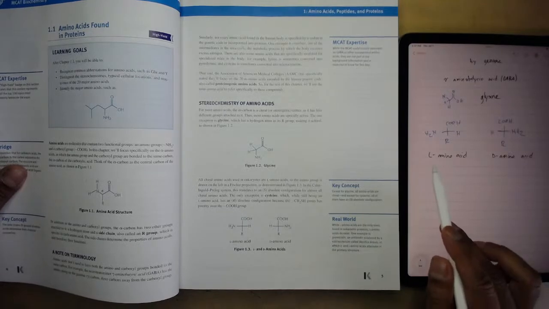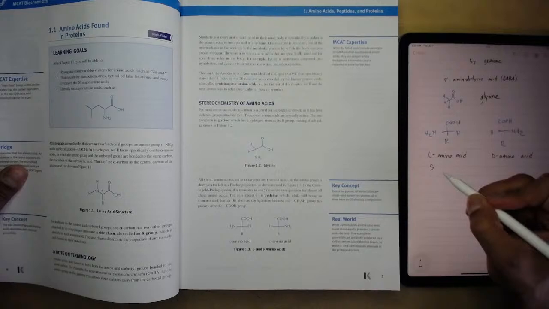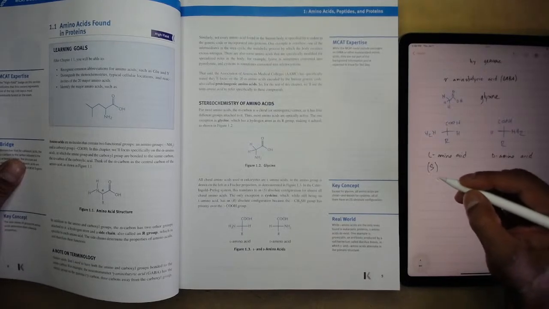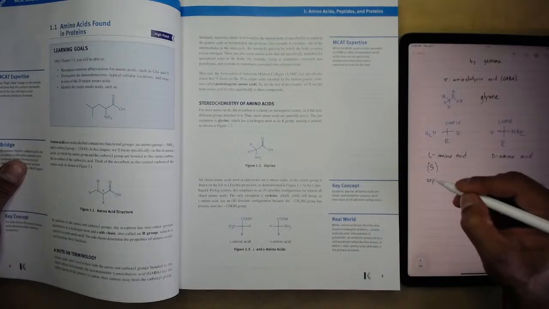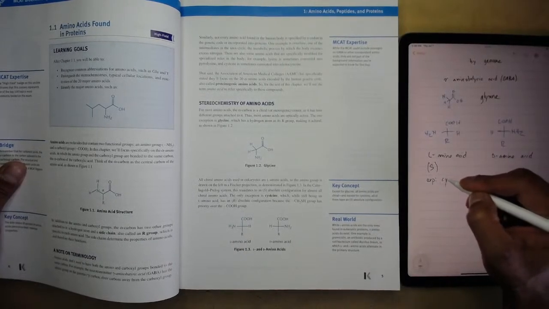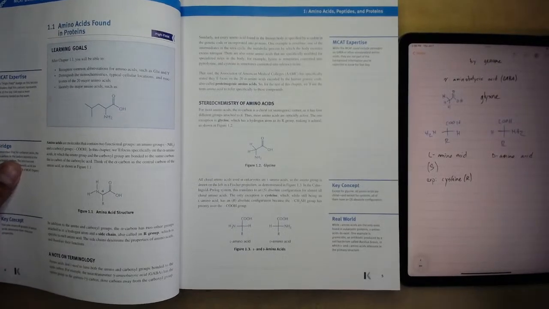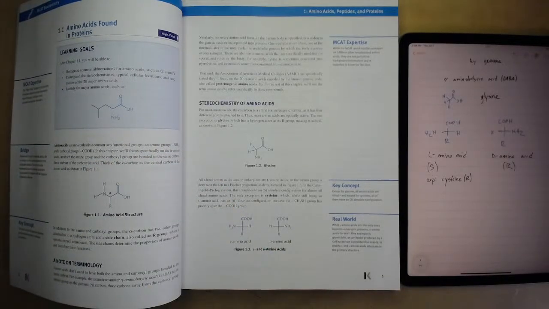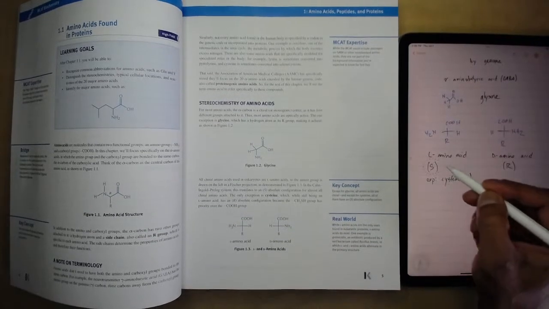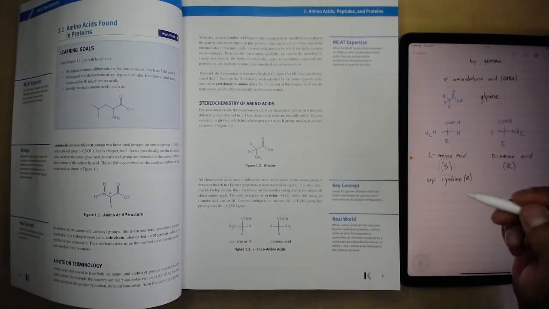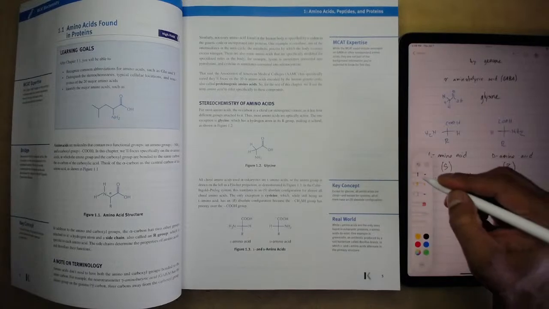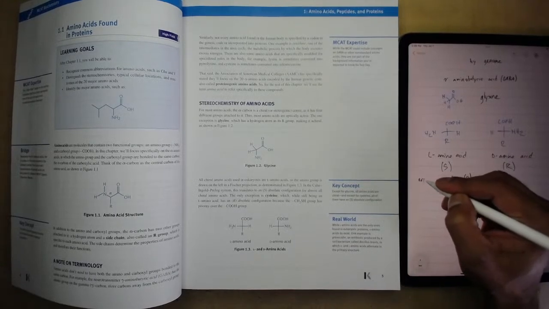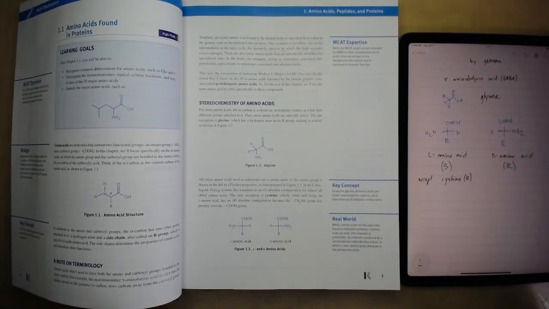Traditionally, for most of them, L amino acids are also S, but it is not the case for cysteine, which is R. Except cysteine, which is R. All right.